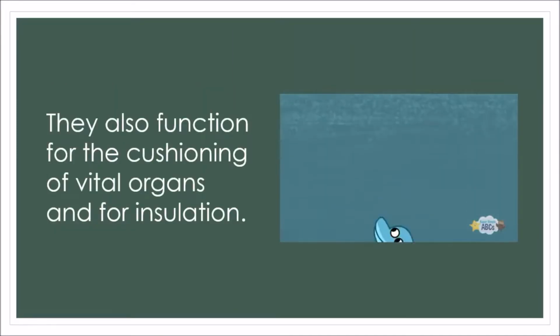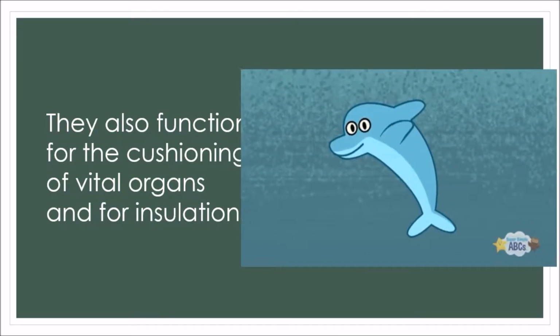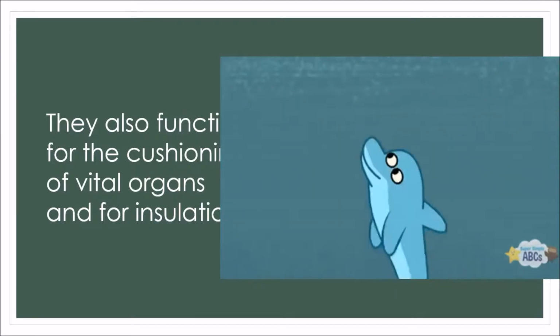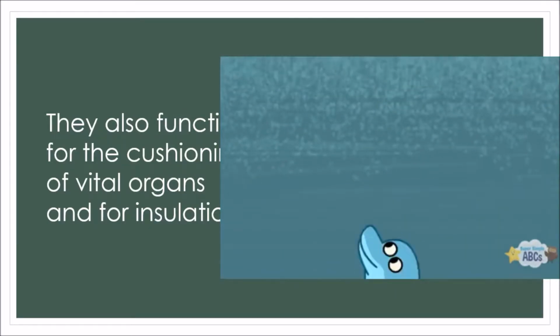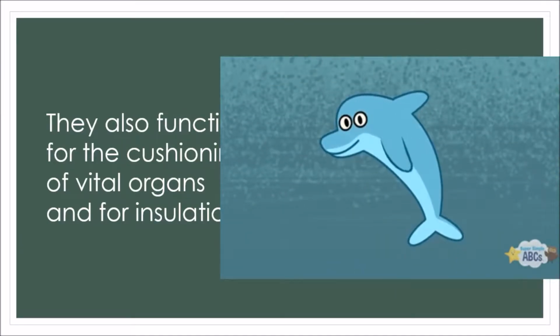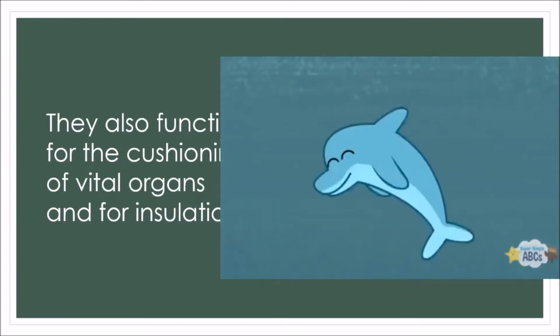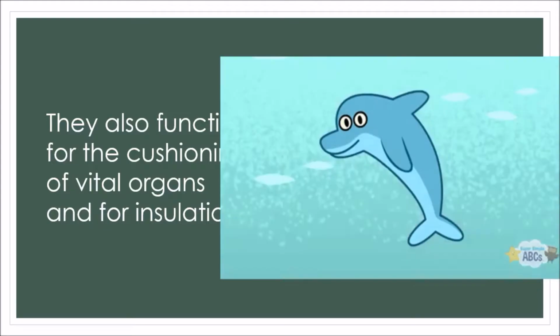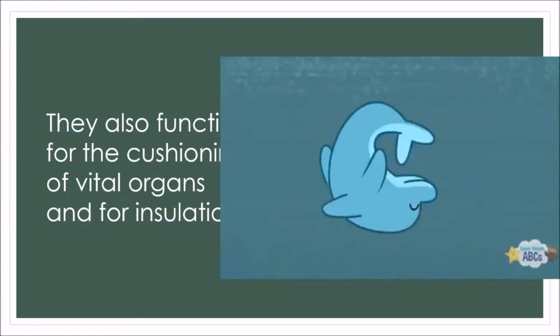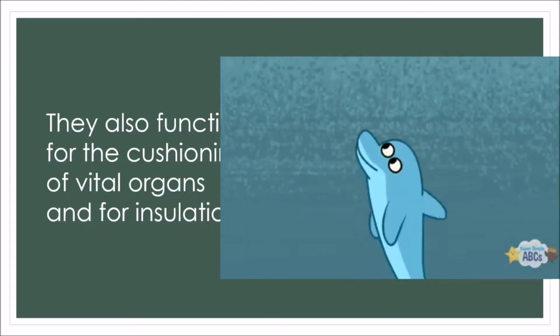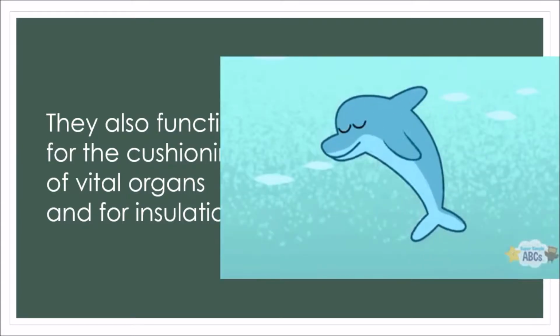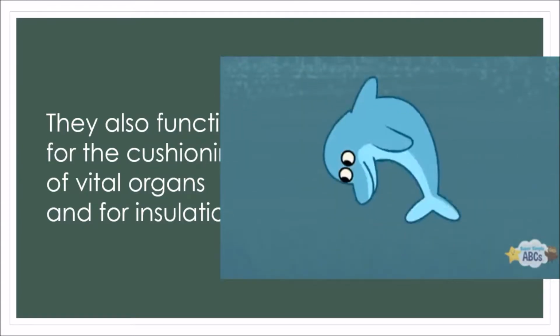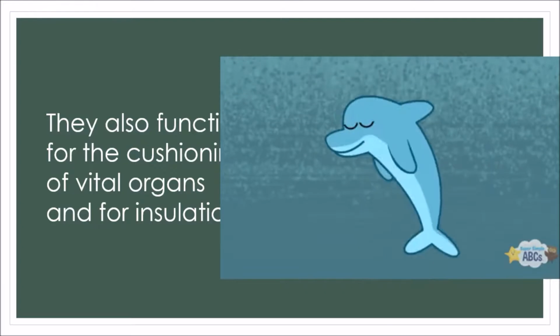The next one is the cushioning of vital organs and insulation. Take this dolphin as an example. Lipids in its body help it to withstand the cold environment, enabling it to continue living. Actually, it's also the same with other animals. Lipids are stored throughout your body in connective structures called adipose tissue. They provide cushion and support to protect vital internal organs such as the liver, kidney, spleen, and heart from injury.